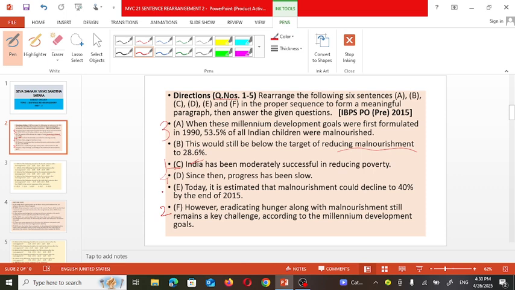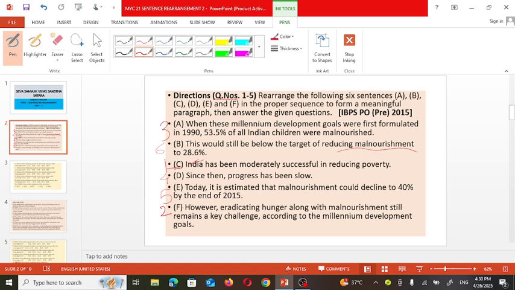If you see statement E, today it is estimated that malnutrition could decline to 40% by the end of 2015. So first we told about when the program was formulated, then that the progress was slow. After that we can compare it with today's condition by the end of 2015, and then the last statement will be the sixth statement: This would still be below the target of reducing malnutrition to 28.6%. So that was the target.